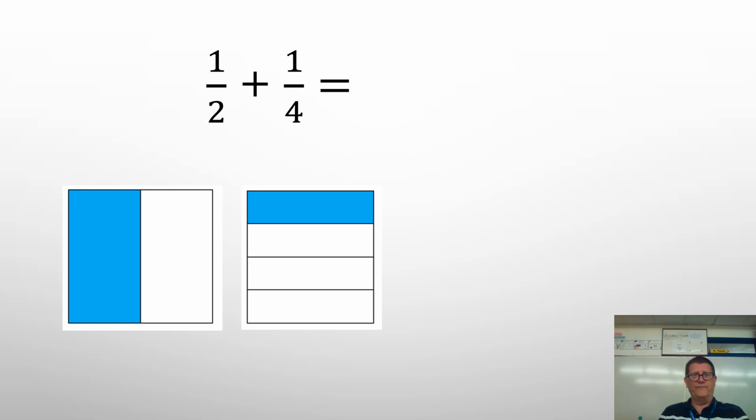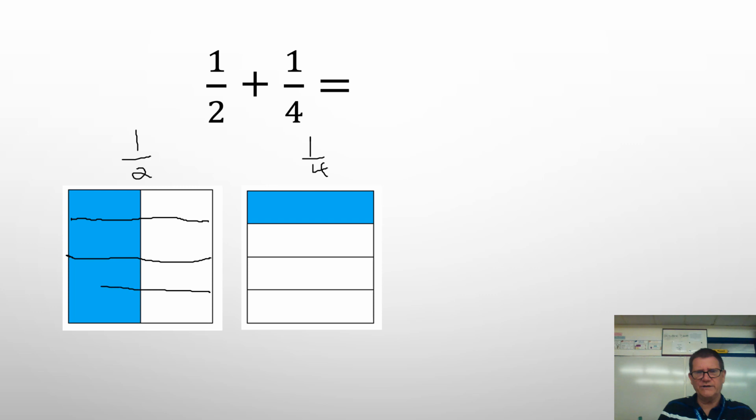Now look at this model. The model right here is modeling 1/2, and I have half of it shaded in blue. The model to the right is 1/4, and it's shaded blue. Now if you notice, the 1/2 is split up vertically, the 1/4 is split up horizontally, and that's for a reason to help us out. Now, in order to add these, I need to have these denominators the same. So on my half, I'm going to split this up into quarters. And basically, I'm just taking the lines from my other model, and I'm bringing them straight across.